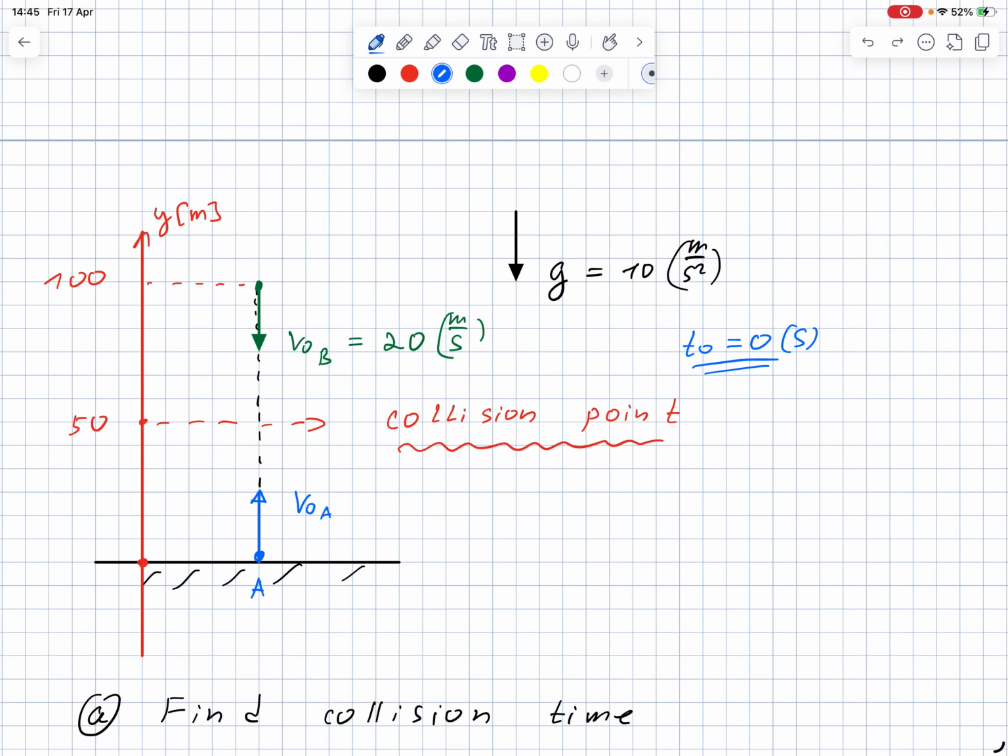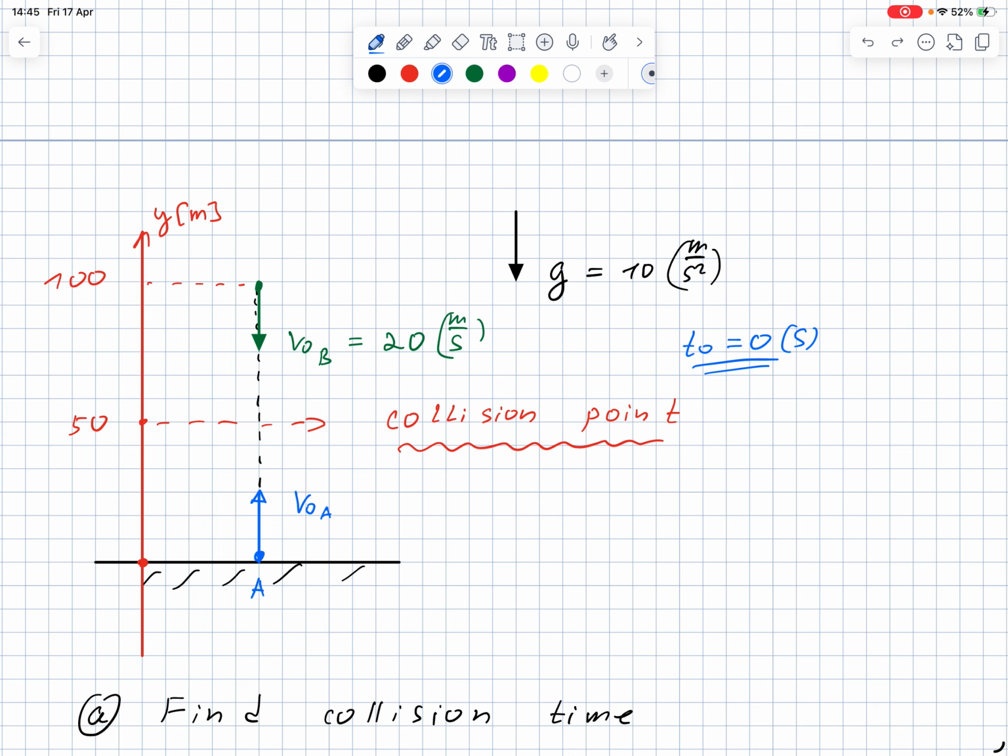Hello everyone, let's look at this problem. We have two objects A and B. They will begin their journey at the same time, which means t0 for both of those objects would be 0 seconds.